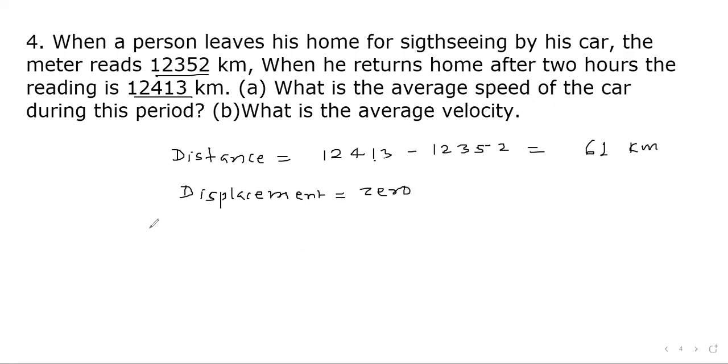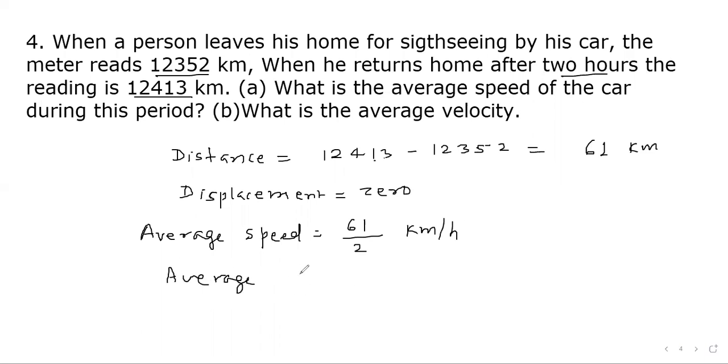Now, average speed will be 61 divided by time taken, which is 2 hours, so 30.5 kilometer per hour, and average velocity will be 0.